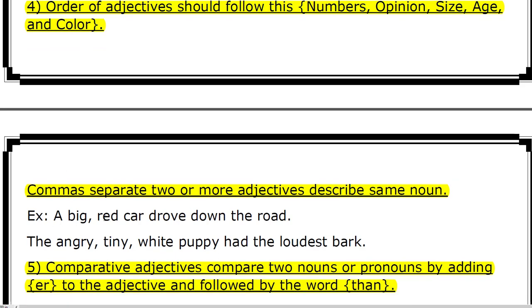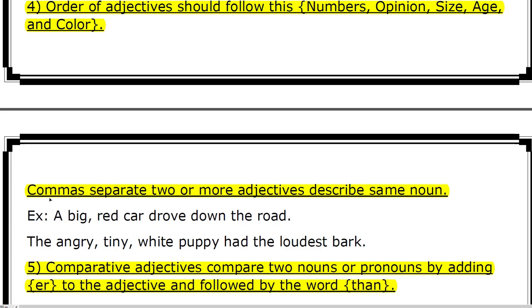Okay, let's take an example. A big red car drove down the road. So here I'm just describing the car using the size. As we said, we have to start with the size. After that, the color, which comes at the end. Okay, so I can't say a red big car. No, it will be incorrect. So we have to follow the rule. A big red car, we started with the size. After that, the color.